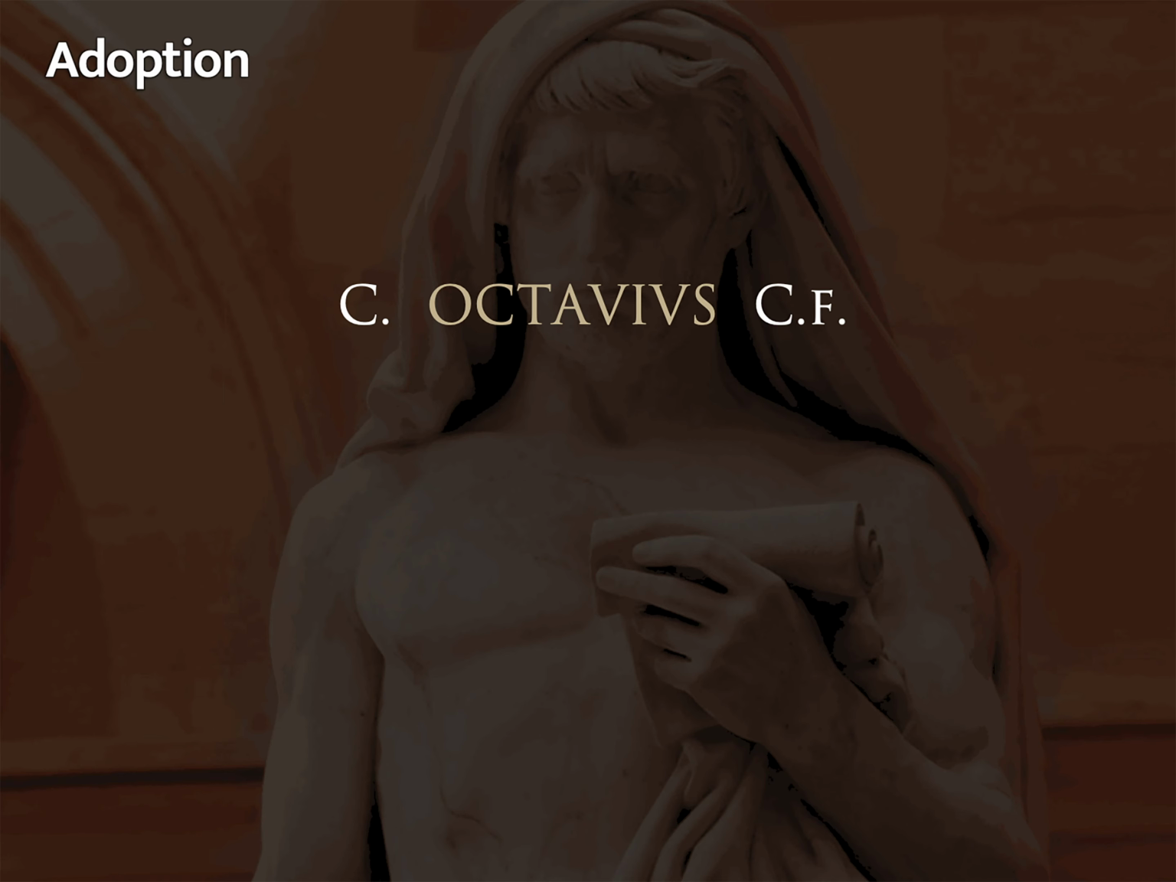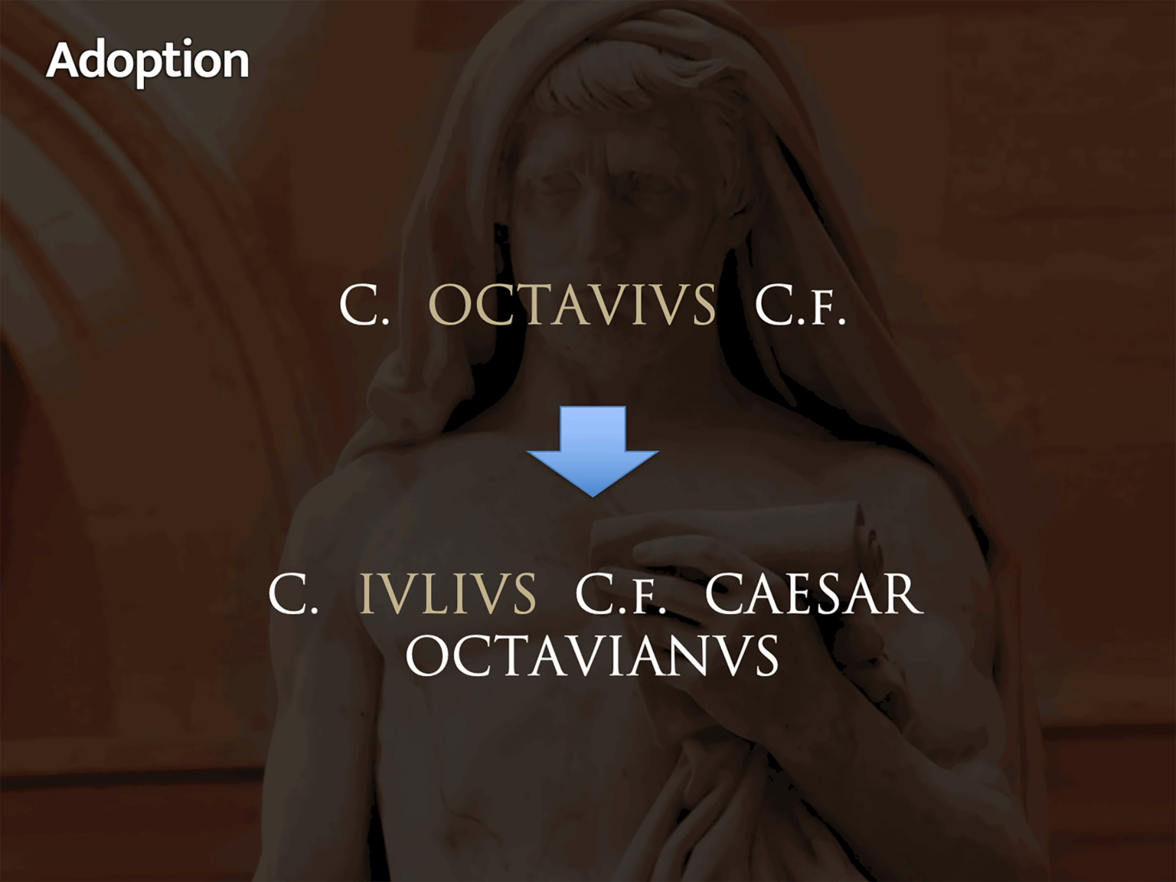When you're adopted, you take on the name, obviously, of the family that you're being grafted onto. That's the whole point. So Gaius Octavius becomes Gaius Julius Caesar. He takes on the family name Julius Caesar, and added on to this as a cognomen is the adjectival form of his old family name, Octavianus.